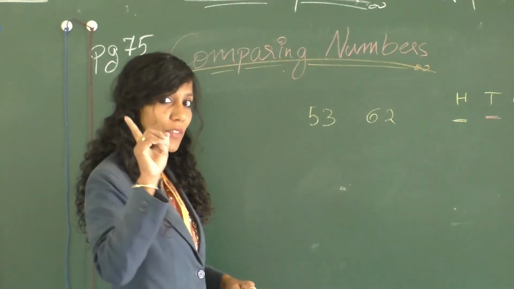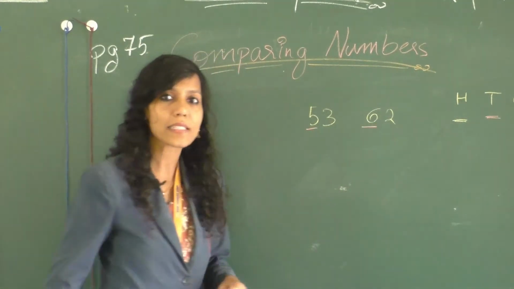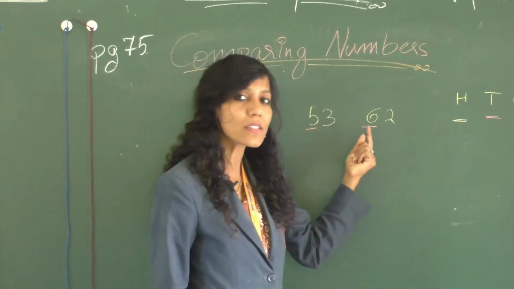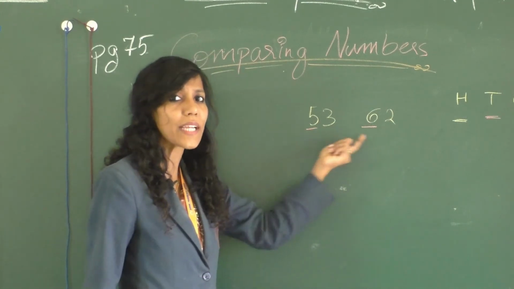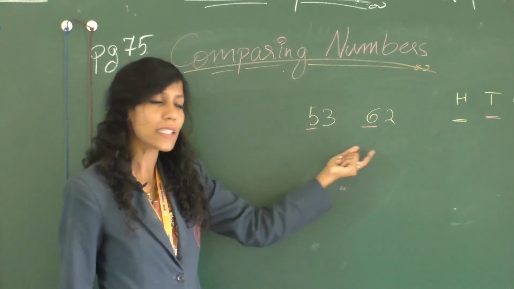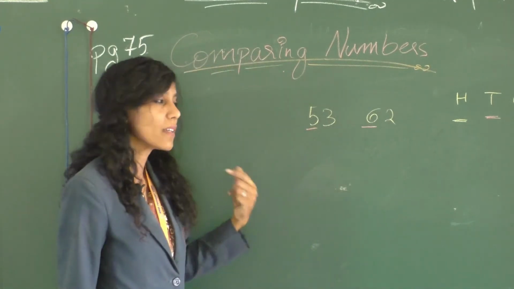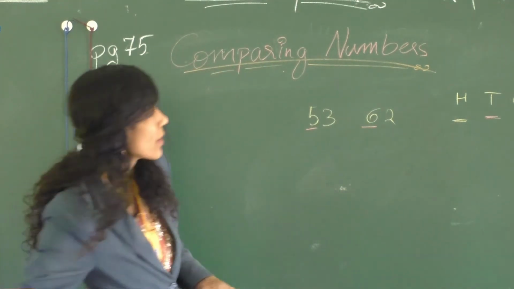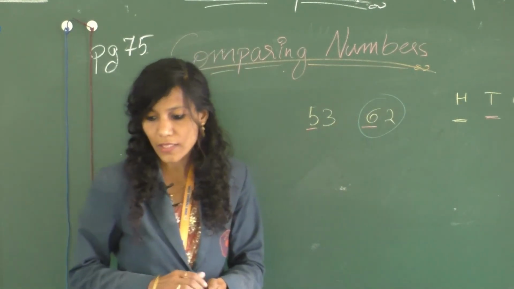Now we will take only the first number, that is 5 and 6. Again 5 and 6, which is big? Yes, 6 is big. So here only you get the answer. You need not see the whole number. 53 or 62, which is greater? Naturally, the greater number would be 62. So you have to circle 62.